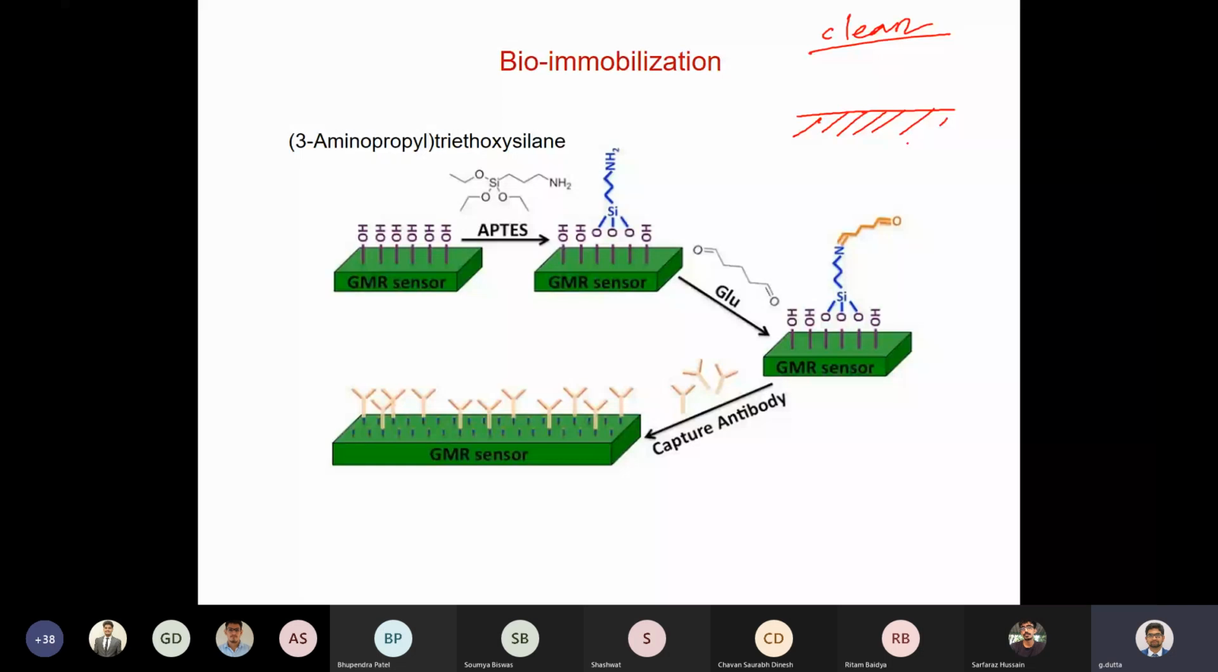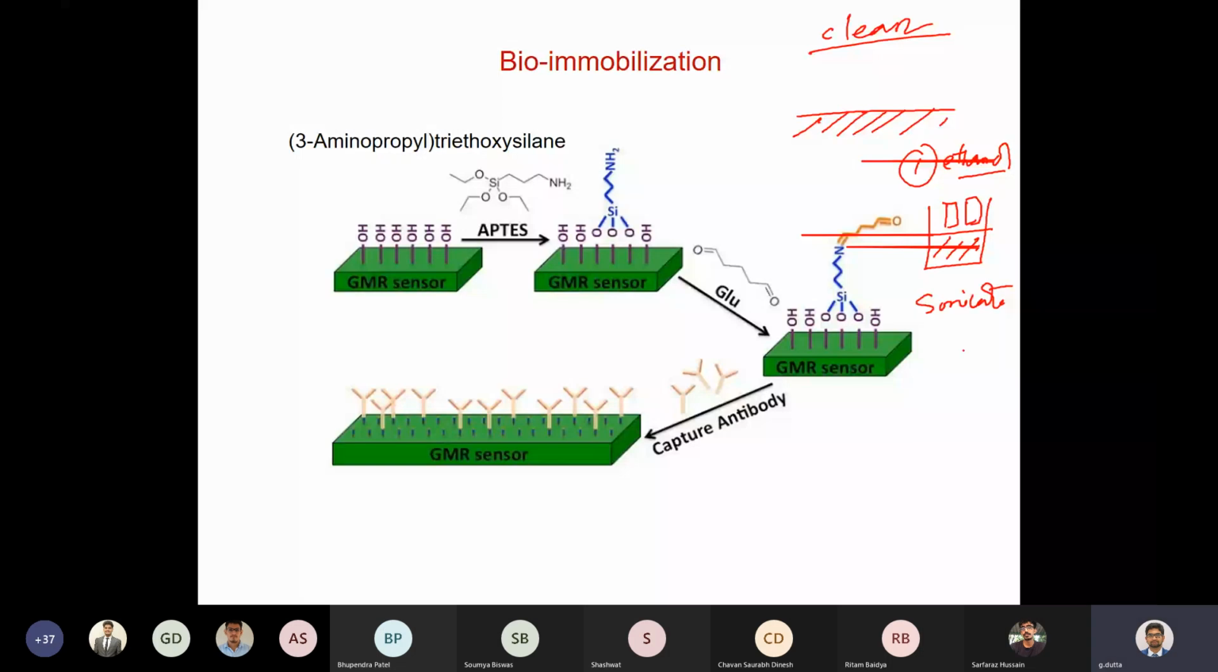So, you take a beaker, take some ethanol, and dip the electrode, which you receive from the company, in that ethanol solution. Then you have to sonicate it. Sonicate means using sound vibration. You sonicate it for around 10 minutes, so lots of organic contaminants on the surface will be removed. That is number one.